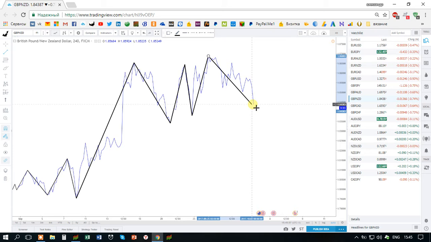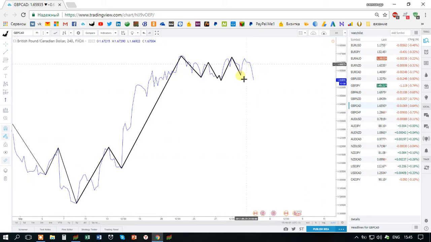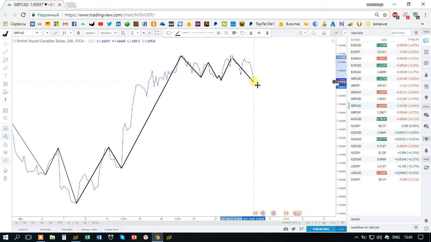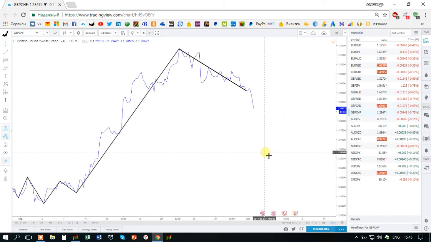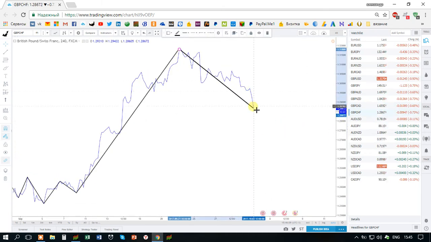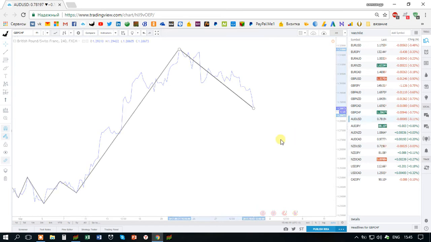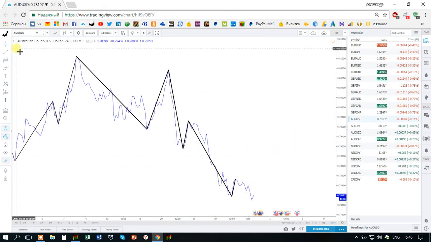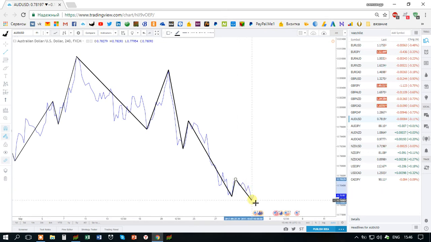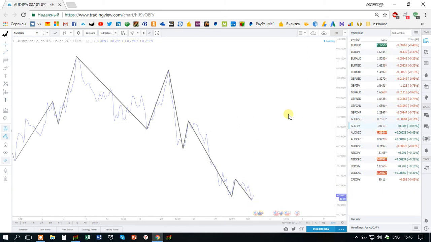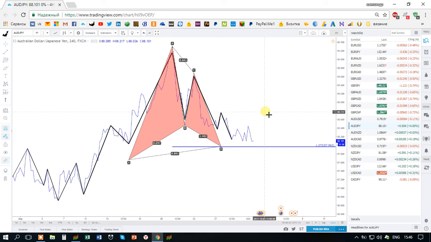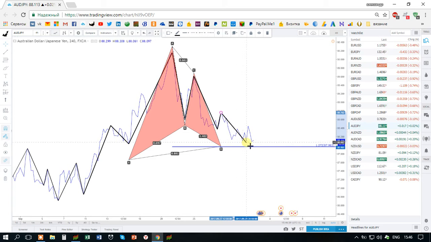New low, done. Pound Canadian, we had a lower high and then we have a lower low. Continue. Pound CHF, lower low. Aussie dollar, we have a bullish Gartley based on 1 hour. It hit the first target, half position was closed, second half was break even. Aussie yen, we have a running 4 hour Gartley based on this pair.